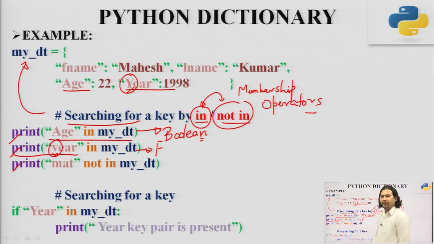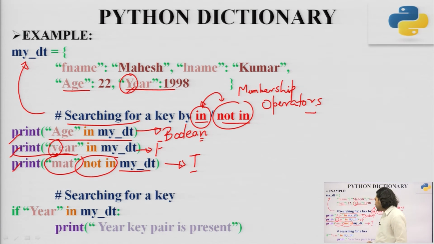That means, from this statement we can conclude that the key value pairs hold the key as case sensitive data. Case sensitive data means that the upper case, lower case or capital letters are totally different from each other. The third statement says we are looking for the mat key as not in myDT. It is directly asking whether this mat key is not in myDT. Yes, there is no mat key value pair in myDT. So, the answer for this one is true.